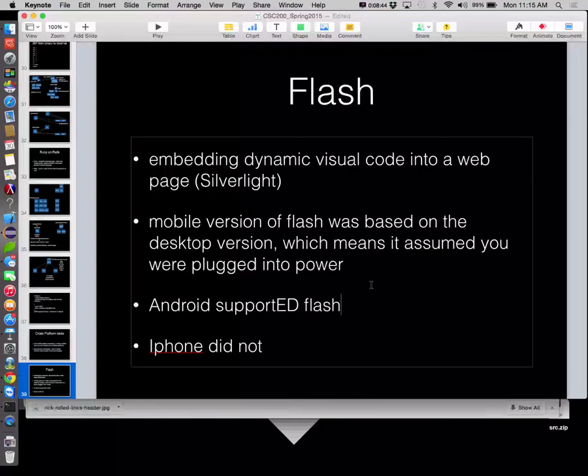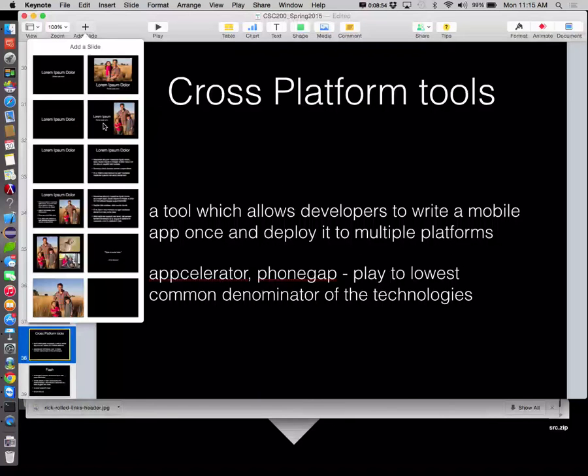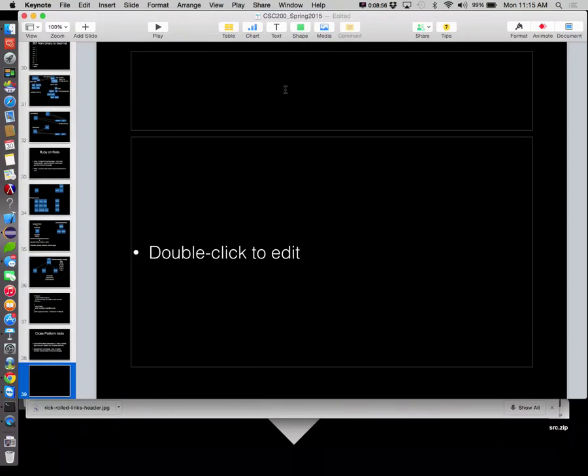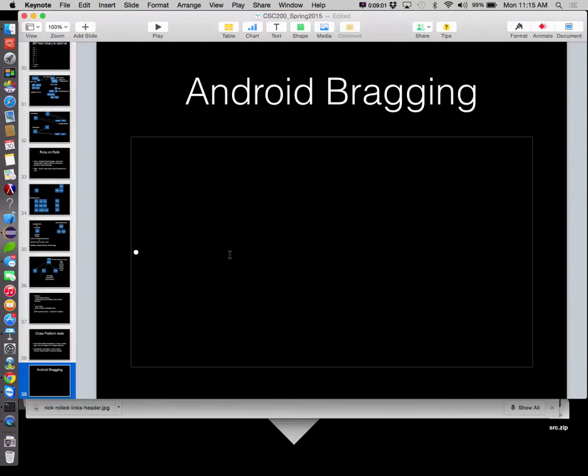And then on top of that, to make it even worse, Android's multitasking model is a desktop multitasking model. If you look at Android bragging rights, when Android first came out, it supported Flash and it supported multitasking. And both of these were features that all the Android commercials used to rip on Apple, because Apple didn't support Flash and they also didn't support multitasking.